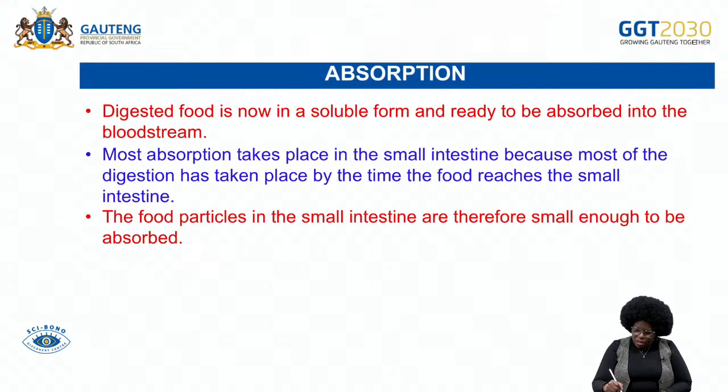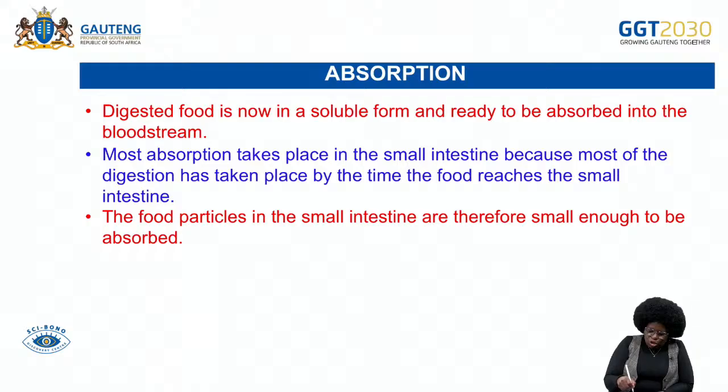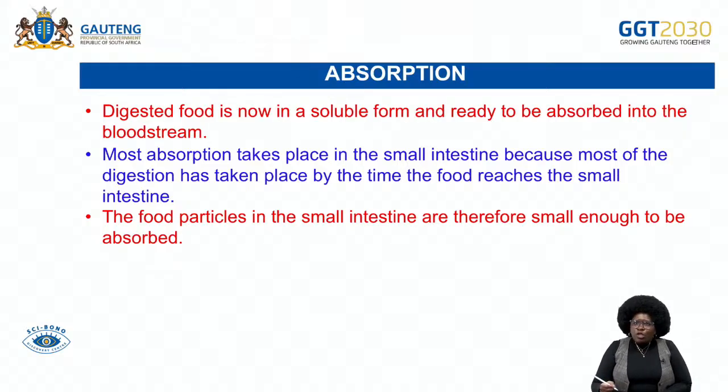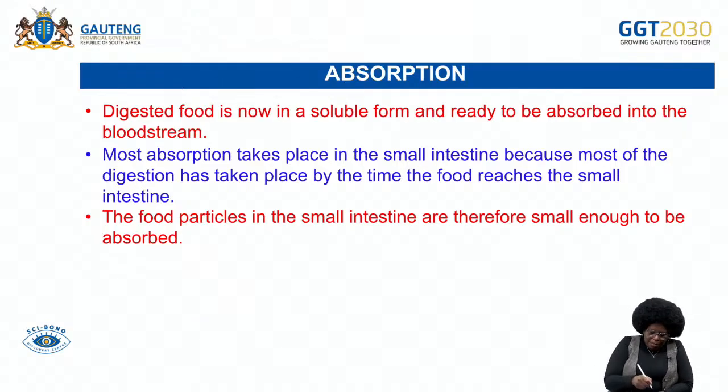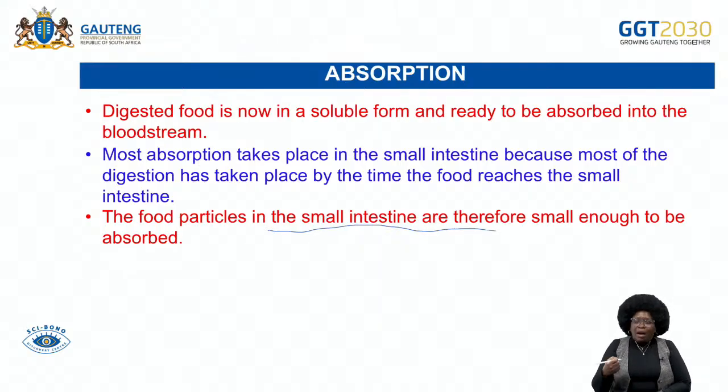Let's talk about the absorption process. Digested food is now in soluble form and ready to be absorbed into the bloodstream. And most absorption takes place in the small intestine because most digestion has taken place by the time the food reaches the small intestine. Food particles in the small intestine are therefore small enough to be absorbed. Hence, we have got the simpler form of the food molecules.